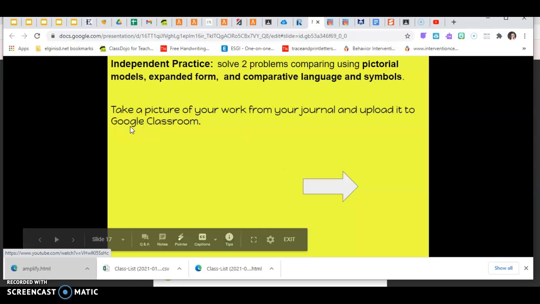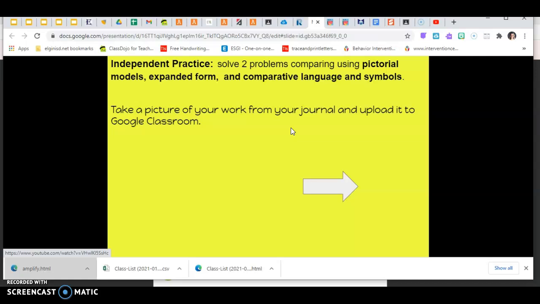Now you're going to take a picture of your work in your journal and upload it to your Google Classroom.